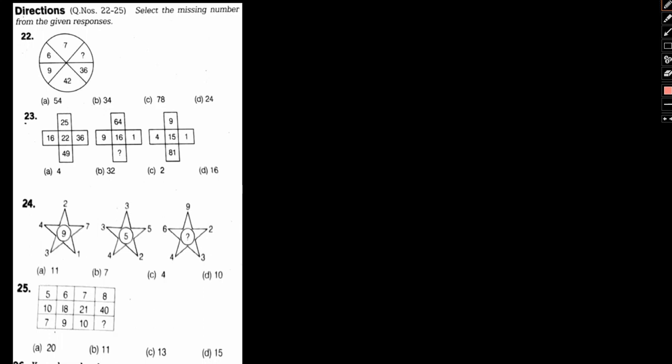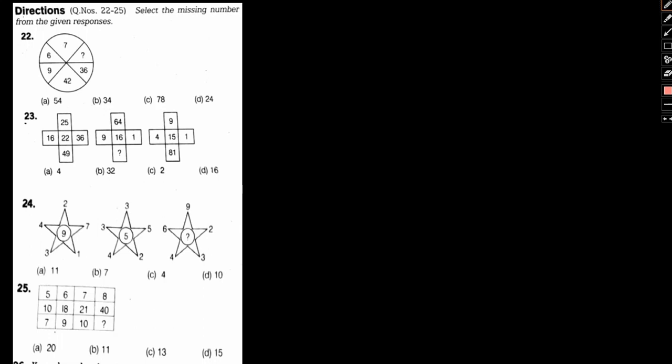We'll take a look at the question, understand the pattern, and subsequently try and solve this question so that we can have a general idea about the ideal approach required to solve the same. Okay, so having said that, let's focus on the question at hand. Let's start off with number 22. So a circle is given with various sectors denoting various numbers. So we need to find what would be in the place of the question mark.